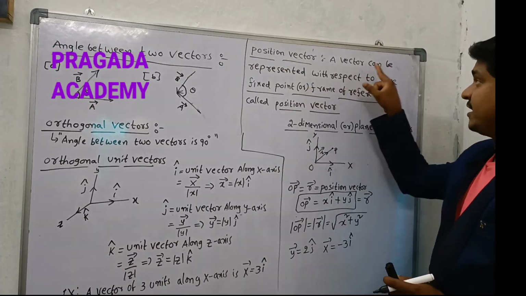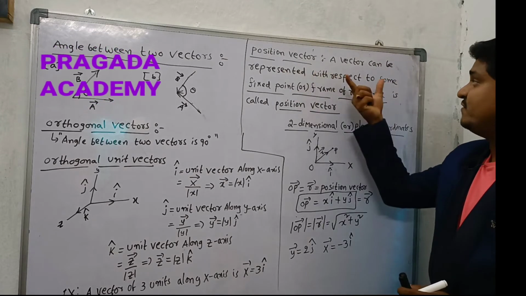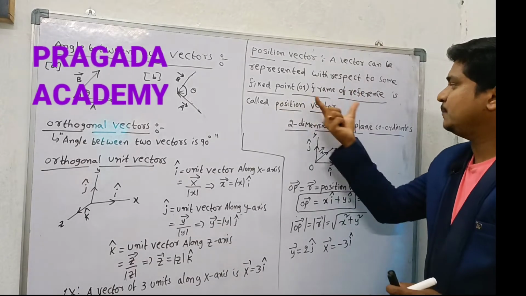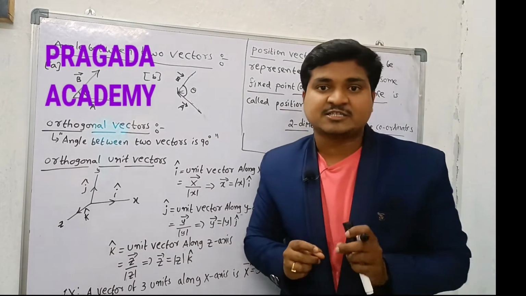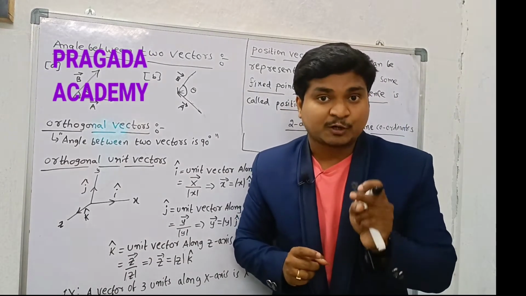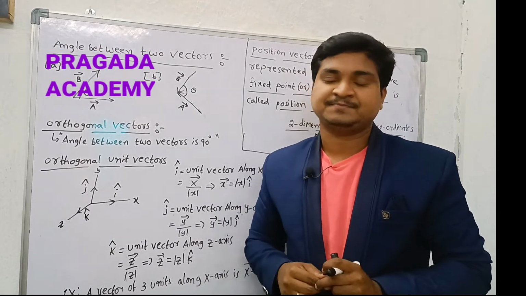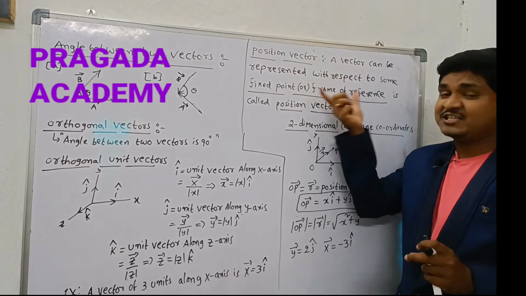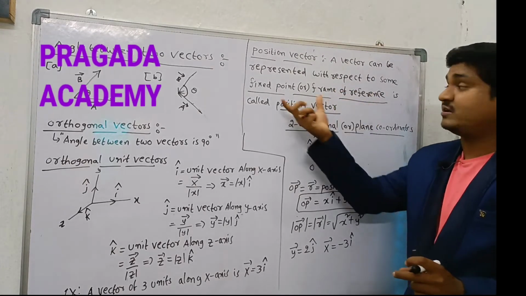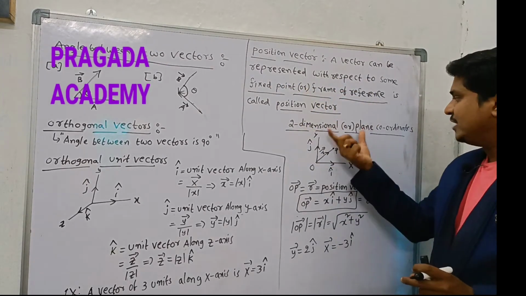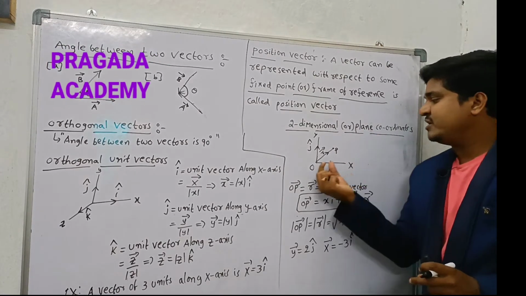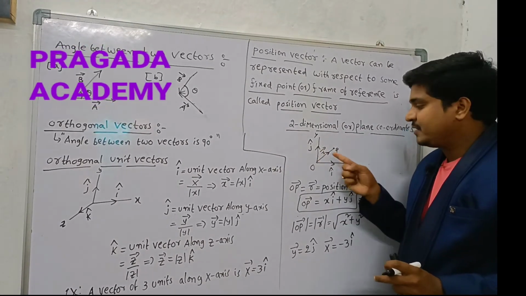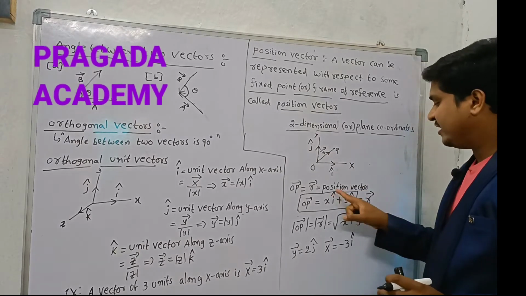Position vector. A vector that can be represented with respect to some fixed point or frame of reference is called a position vector. The position vector concept is very important to solve problems in the motion in a plane concept. Position vector is measured by using the reference point or frame of reference with respect to a fixed point. In two-dimensional or plane coordinates, we take the reference point as the origin, and the OP bar vector equals R bar. How do you find the position vector?